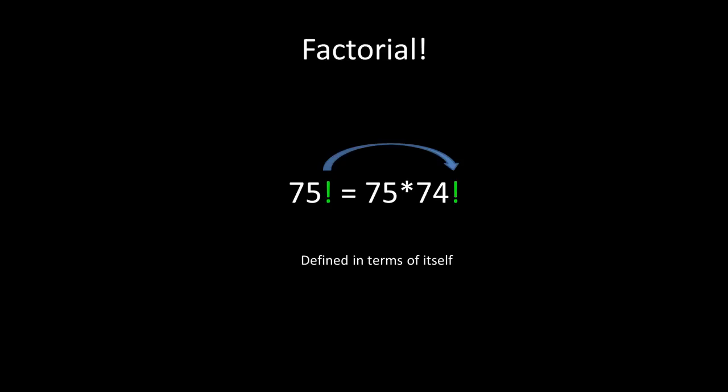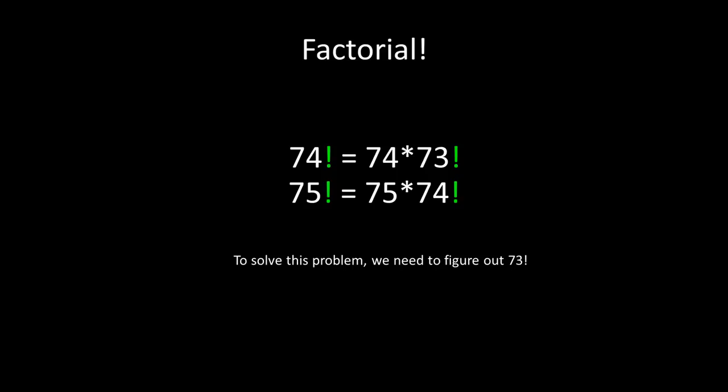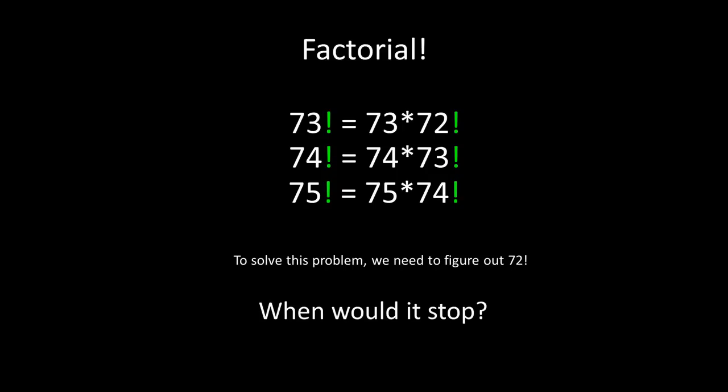In fact, when we look at it this way, you can see that factorial is defined in terms of itself. So to solve the 75 factorial problem, we actually need to figure out what 74 factorial is. And then when trying to figure out what 74 factorial is, we have to figure out what 73 factorial is. And the same thing is true with 73 factorial. We have to figure out what 72 factorial is. So the question is, when would it stop? Well, at some point we would figure out that 1 factorial is simply 1.